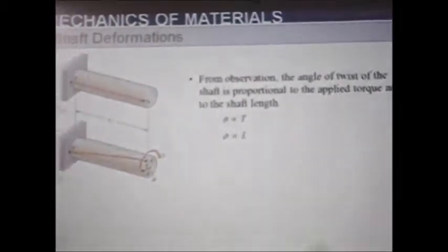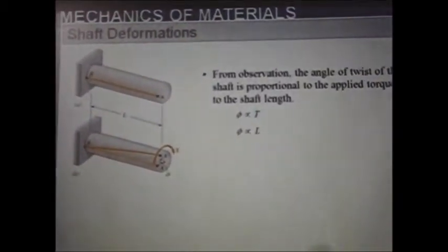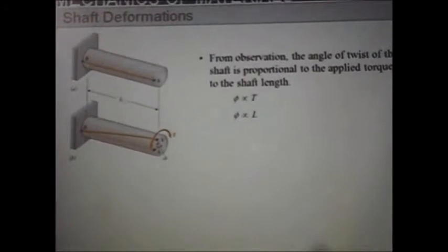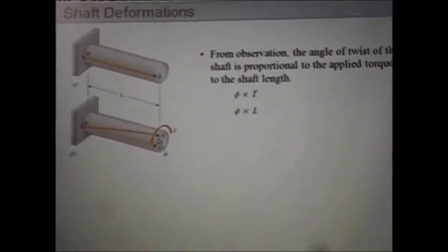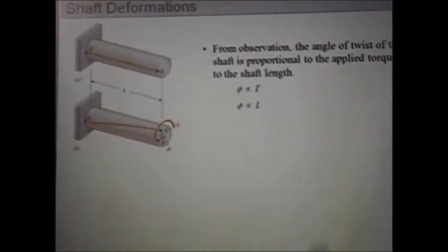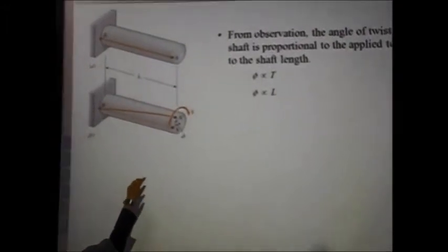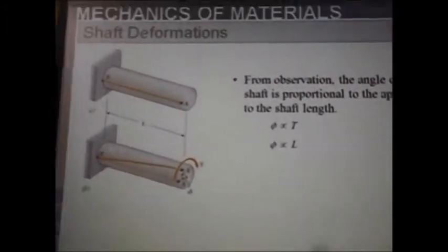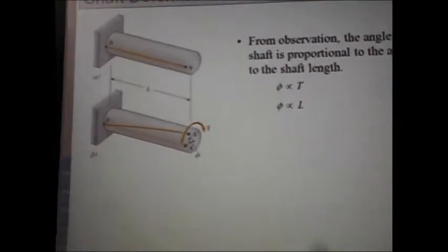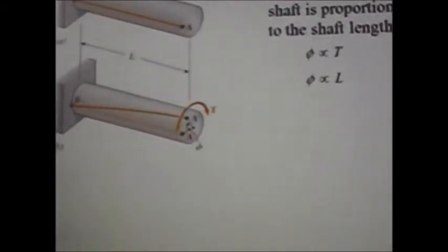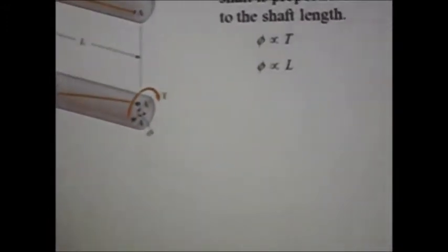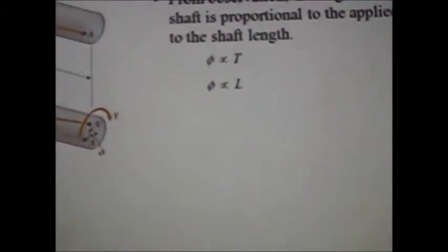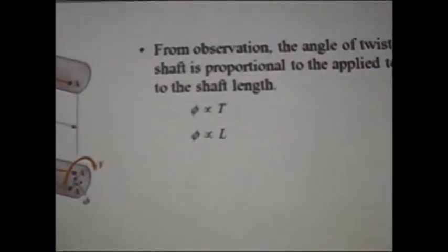From observation, the angle of twist of the shaft is proportional to the applied torque and to the shaft length. We can see from the figure that the phi is at this area. So we can conclude that phi is proportional to the applied torque and to the shaft length.